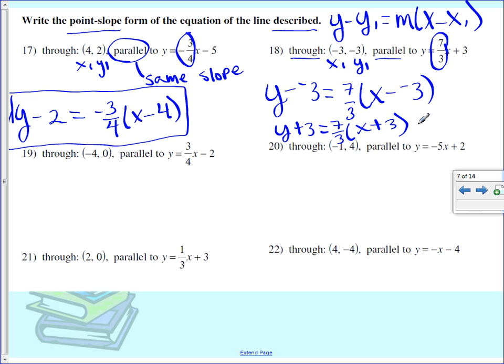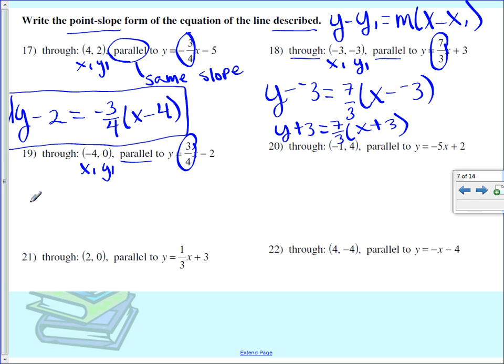Okay. Let's do one more, and then I'll further describe the different forms that linear equations are written in before we move on to graphing. Okay. All right. I'm going to write this in point slope form with the points of x1, y1 with -4, 0. That is parallel to y equals 3/4 x minus 2. I only need to know that I have 3/4 because it's the same slope.